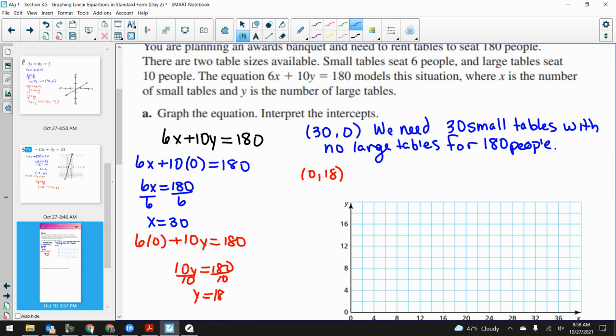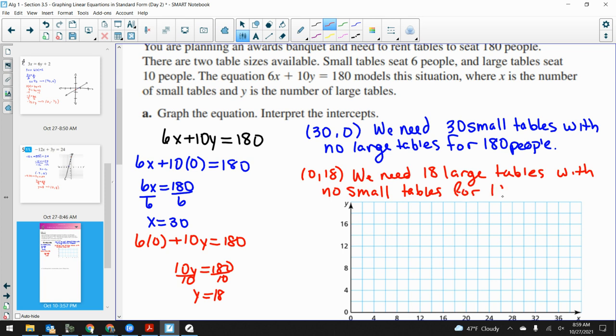Likewise here, obviously I'm going to need fewer large tables, right? I need 30 small tables because I need 180 people. I only need 18 large tables, right? 18 large tables and how many small tables? 0. We need 18 large tables with no small tables for 180 people.